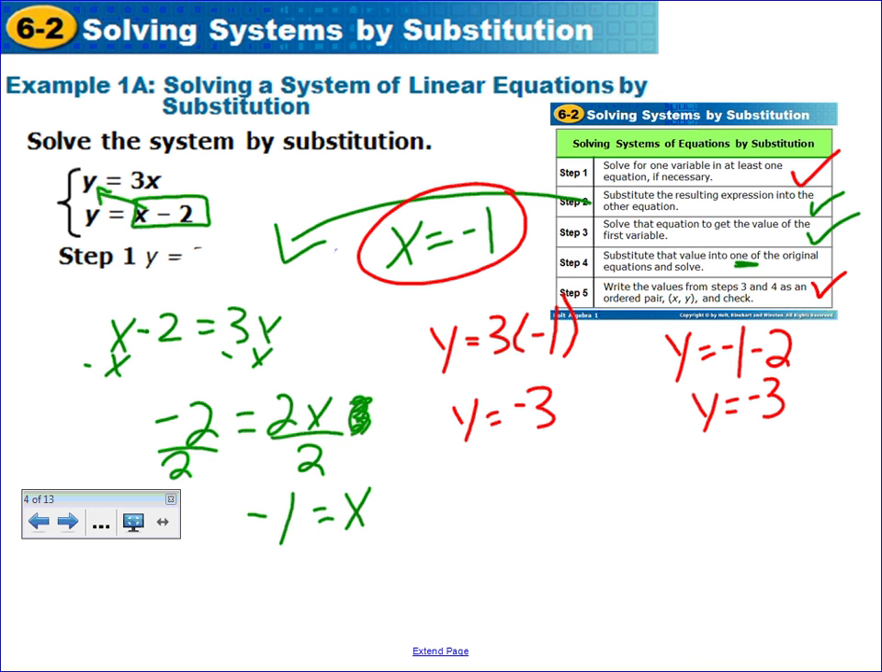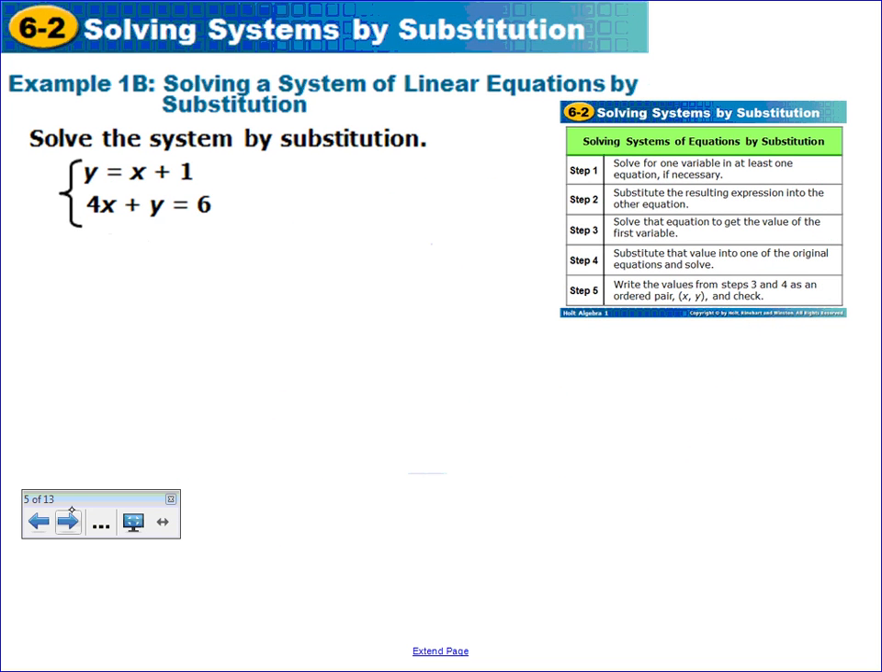This is correct. So where x is negative 1, y is negative 3, giving me the ordered pair negative 1, negative 3. And this is a solution to this system by substitution. Let's try another one. Solve one variable for at least one equation.